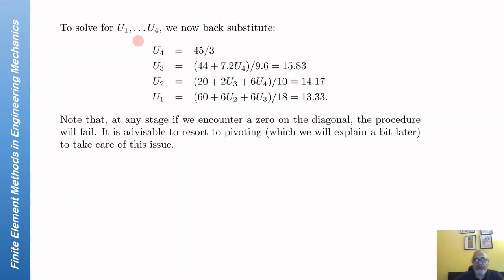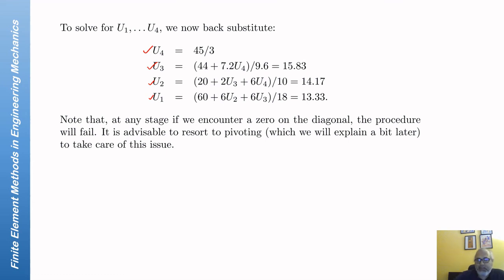So we get u4 right away. Then once we know u4, we get u3, then u2, u1, and we go in the reverse order and get all the variables exactly at the end of the back substitution stage. So that's, in a nutshell, how Gauss elimination applies to a matrix equation.